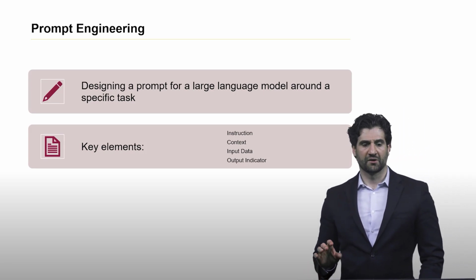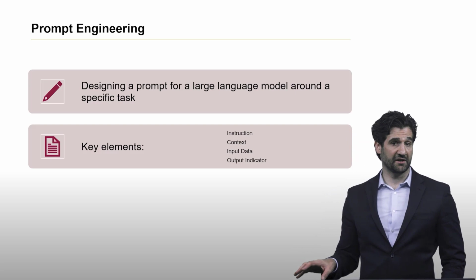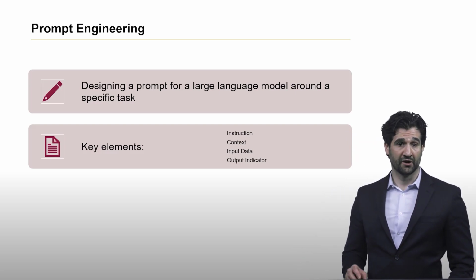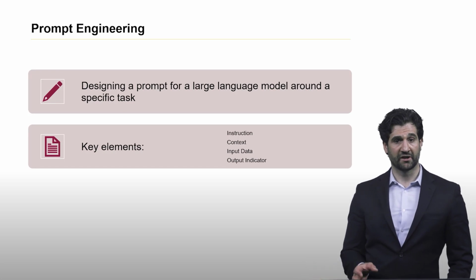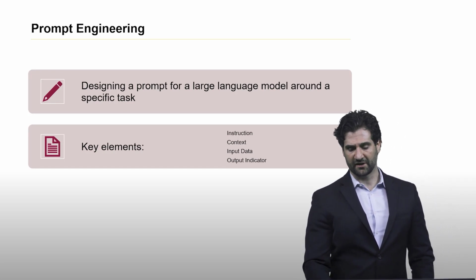So prompt engineering is all about designing a prompt for one of these models around a specific task. The key elements include instruction, context, input data, and the output indicator.